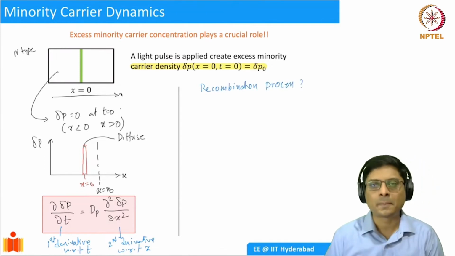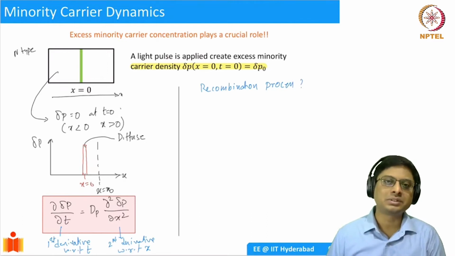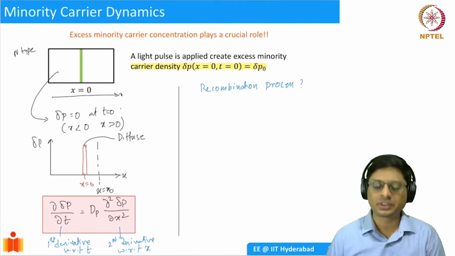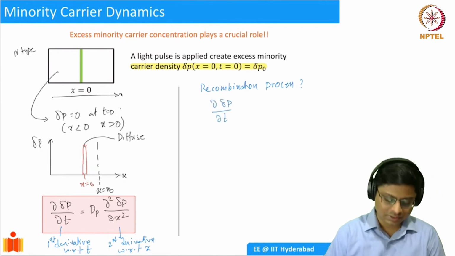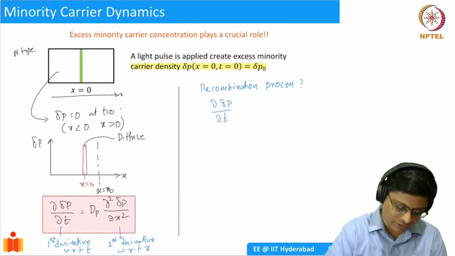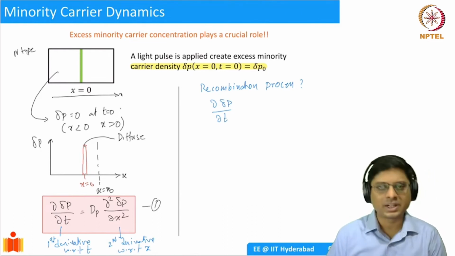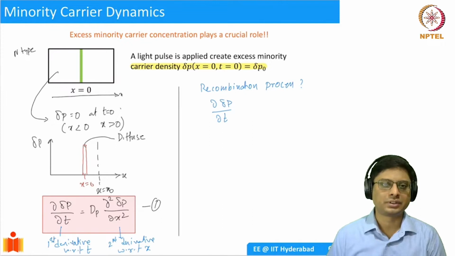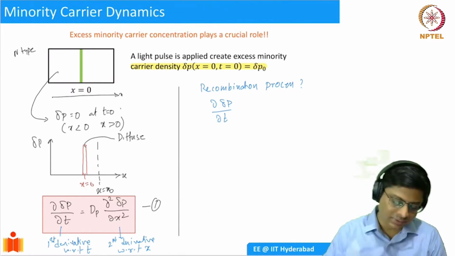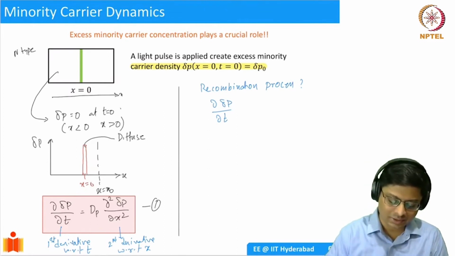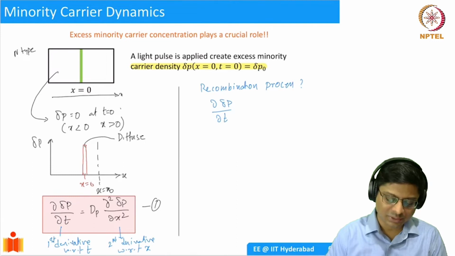How does that happen? We want to monitor how the minority carrier density changes with respect to time. So let's write it as partial derivative, same partial derivative with respect to time. So over here, if I call this equation one, I'm only talking about the diffusion process. But definitely we know that there's going to be a recombination process that also has to be accounted for, and that's why this is going to be partial derivative with respect to time of delta p, the excess minority carrier density.